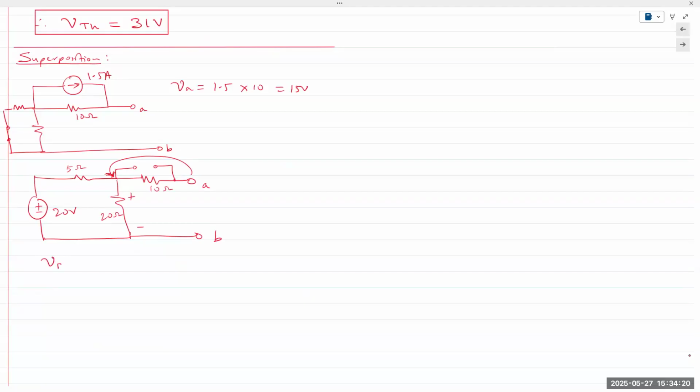So VR 20 ohms is 20 times 20 by 20 plus 5. 400 divided by 25, 16 volts. Principle of superposition: VAB is 15 plus 16, 31 volts. Same answer.